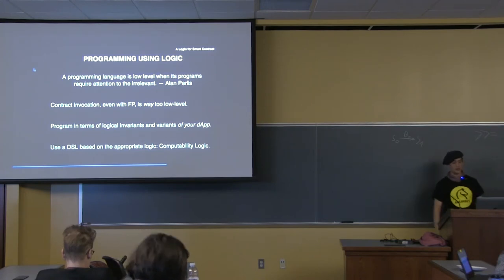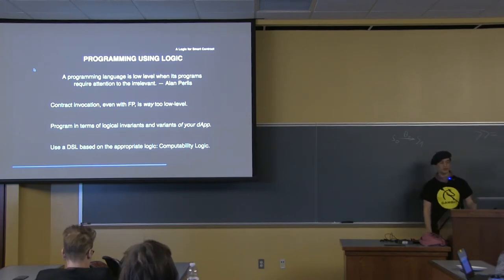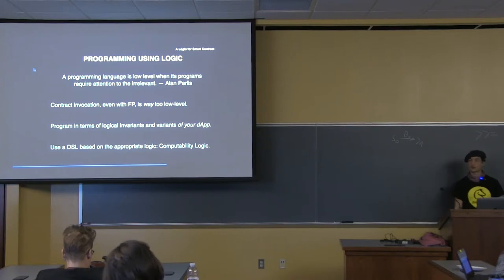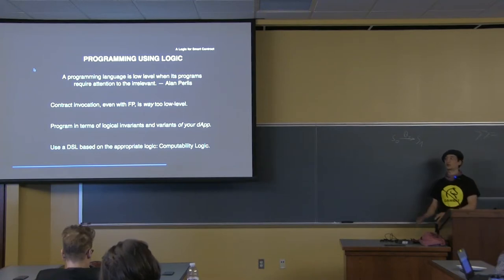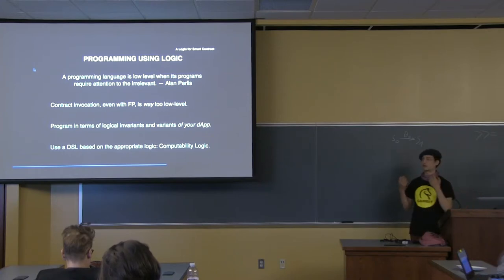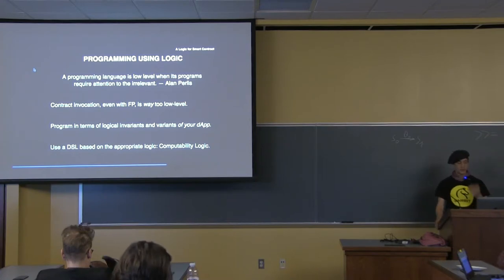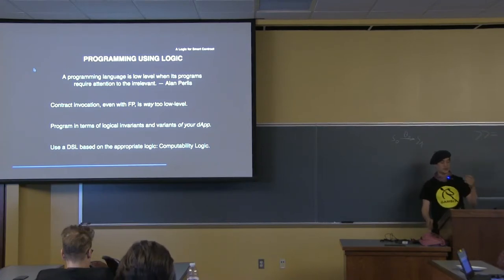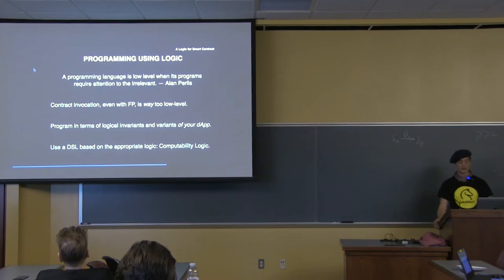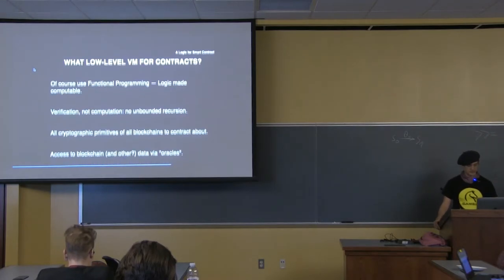So, programming using logic. A programming language is low level when its programs require attention to the irrelevant. Most programming languages for contract invocation are way too low level, even those written in functional programming languages. The right way to program a contract is to express the variance and invariance of your distributed application in a logical way. And the correct programming language to write smart contracts will be a DSL based on the appropriate logic, which will be computability logic, or a subset of computability logic adapted to blockchain.